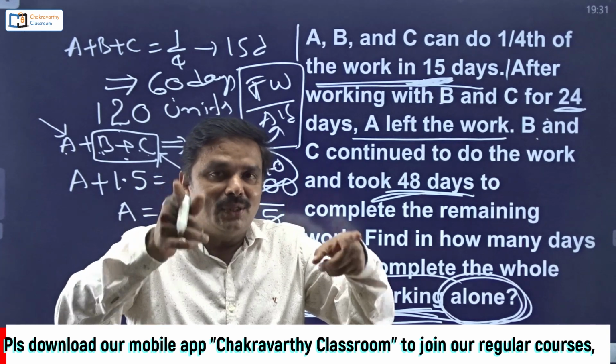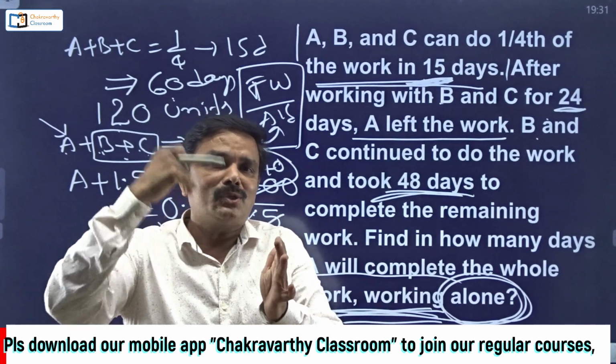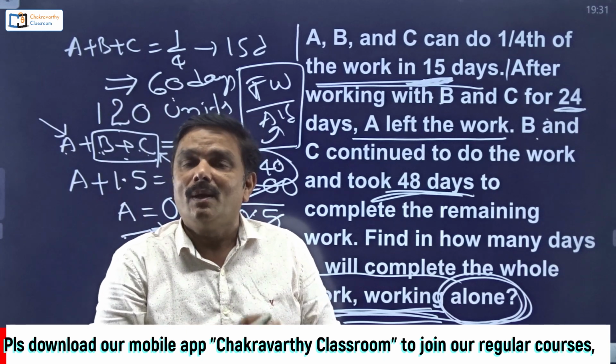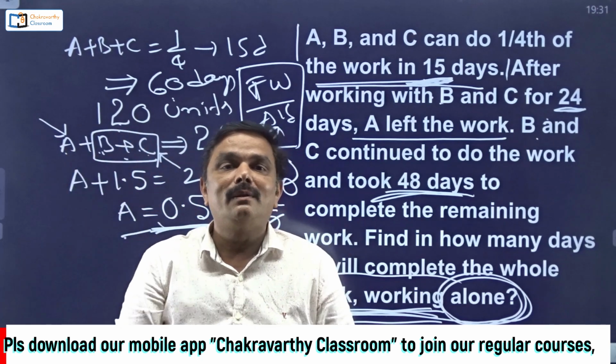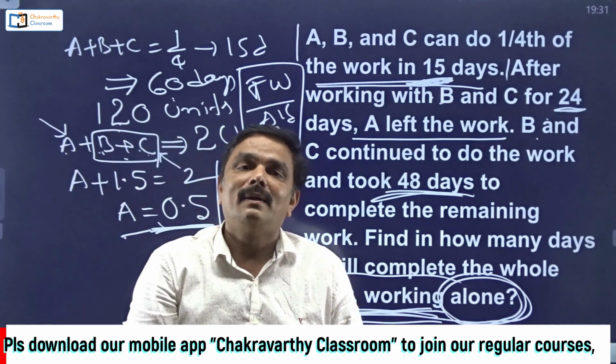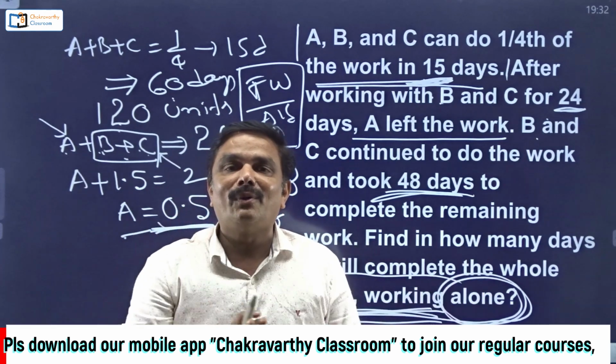I need to imagine a number which is a multiple of the days. The days are 60, so I am taking the next multiple of 60, that is 120. 120 is the total amount of work. That means A, B and C together can do 2 units per day. Up to this extent you can do it in your mind only. No need to write anything on the paper.